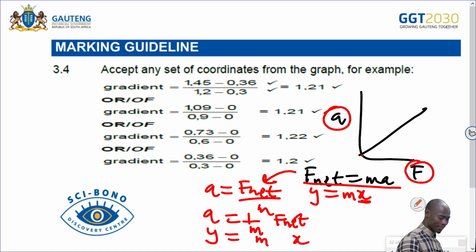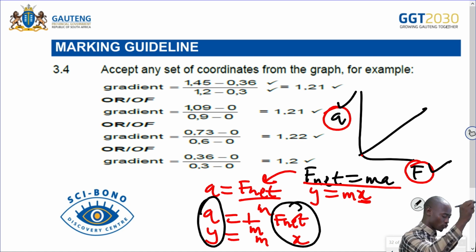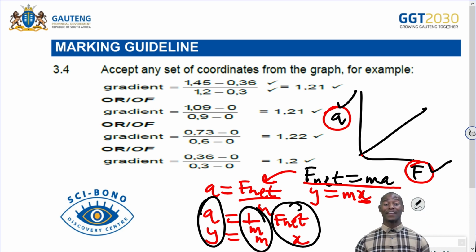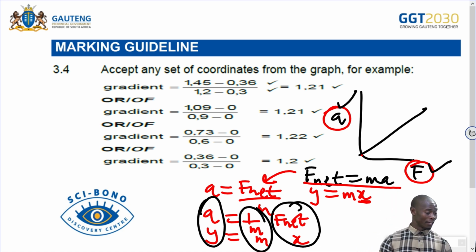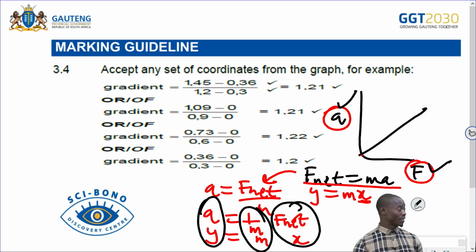My x is F net. That is correct. And my y is a. That is also correct. Which means that the gradient represents the inverse of the mass of that trolley. The gradient of this graph represents the inverse of the mass of the trolley, or the object that we are dealing with. All right, so they wanted us to calculate the gradient.